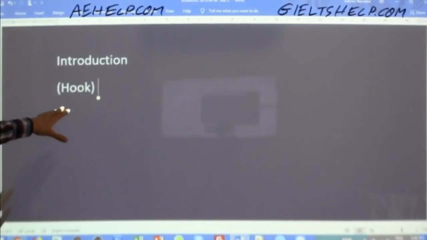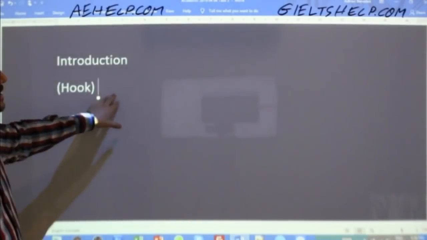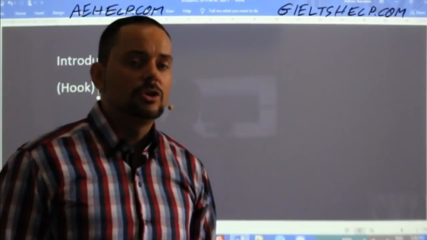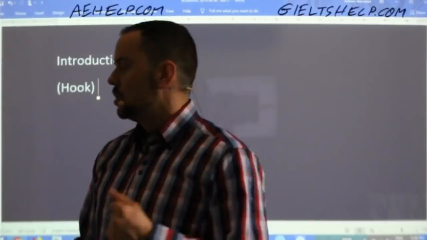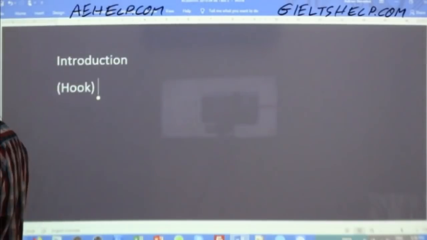Okay, students, so hook. A hook is just an interesting statement. It catches your reader's attention, gets you focused, and shows the reader that you have a good idea of what you're talking about. So go ahead, write your hook. I will do the same.